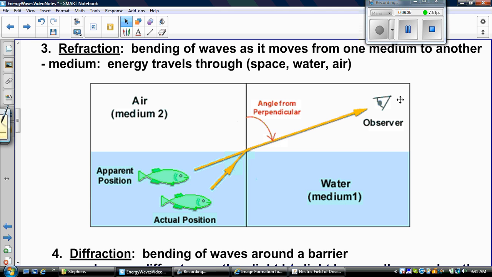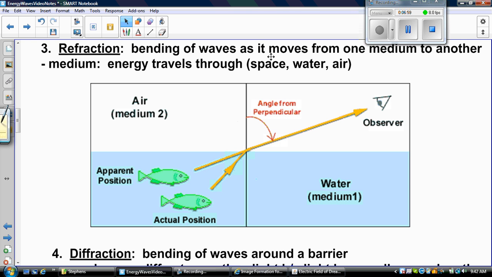Now, if we're looking at a fish tank and we look at our fish in the fish tank, we are only looking at the light rays through air. So we think the fish are in this position, when in actuality, they're here. Because we are not in the water, we can't see the light rays bend. But when light rays bend, that is called refraction as they travel through different mediums.